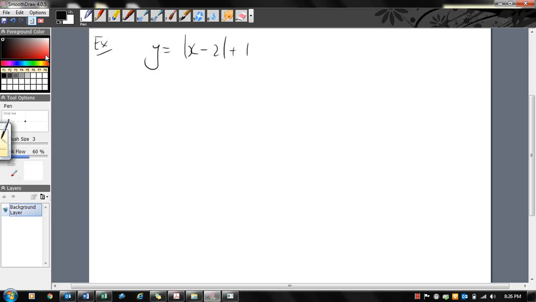Just like an equation, let's look at it in the two situations. This, remember, changes behaviour at the point where x is equal to 2. At x equals 2, this thing changes behaviour. If it's bigger than 2, it does something. If it's smaller than 2, it does something else. So we need to look at that. If x is greater or equal to 2, this will be positive. So therefore, we get y equals x minus 2 plus 1. In other words, y equals x minus 1. So that's what the graph looks like if x is greater or equal to 2.